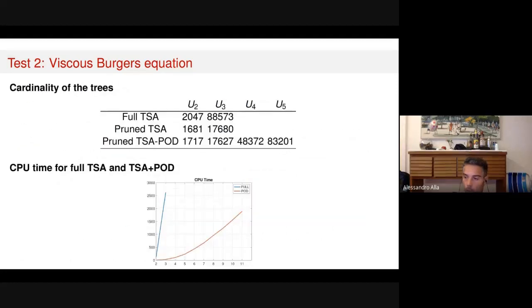So I'm going to the conclusion. Maybe it's interesting to see how the CPU time changes, increasing the number of controls. You see from 2 to 3 controls for the full problem, this is way slower than using POD and 11 controls. So model reduction is important for having a faster method and also feasible, I would say.